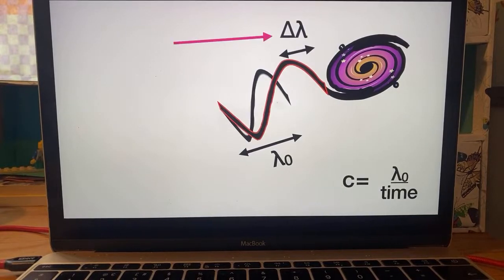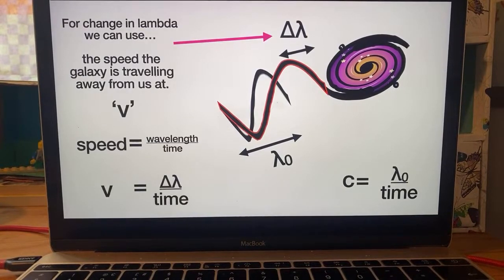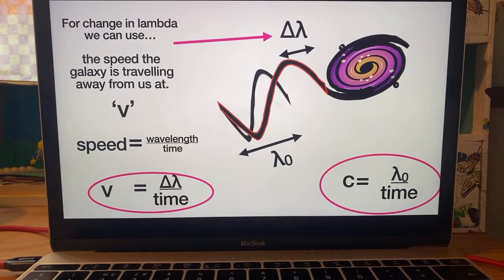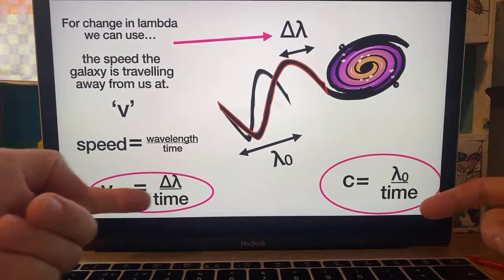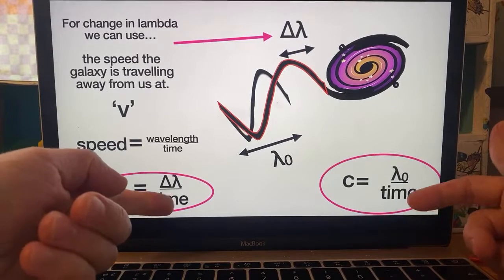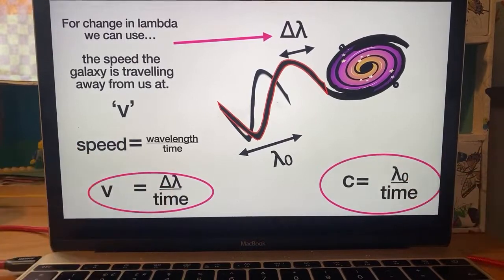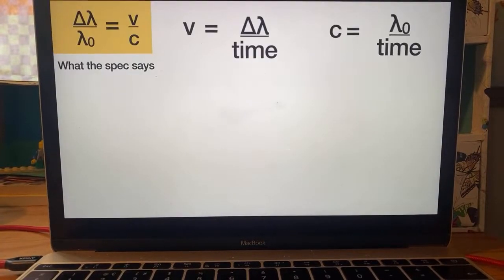Look, behold. If you're into maths, you might be getting quite excited now about the fact that we've got two equations and they've both got time in them. They've both got the same thing. What can you do if you get two equations and they've both got the same thing in? Here's what we can do.